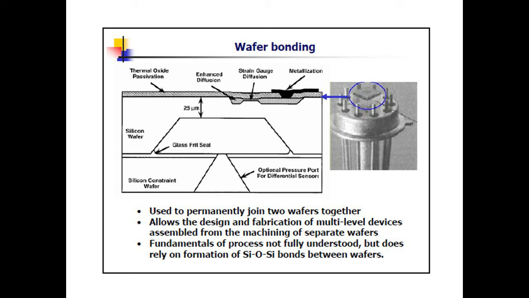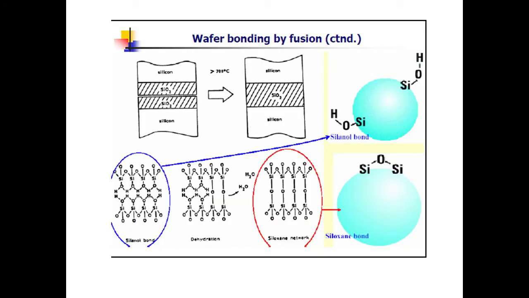between these wafers. Do look at the diagram about how you are going to bond two wafers together. You can see the glass frit seal and so on. Slide number 76 shows how wafer bonding is done. The most important part here is the silicon dioxide layer. If we heat it up to more than 700 degrees, we have silicon dioxide there. It will bond, and there are two important types of bonding, which are the silanol bond and also the siloxane bond.